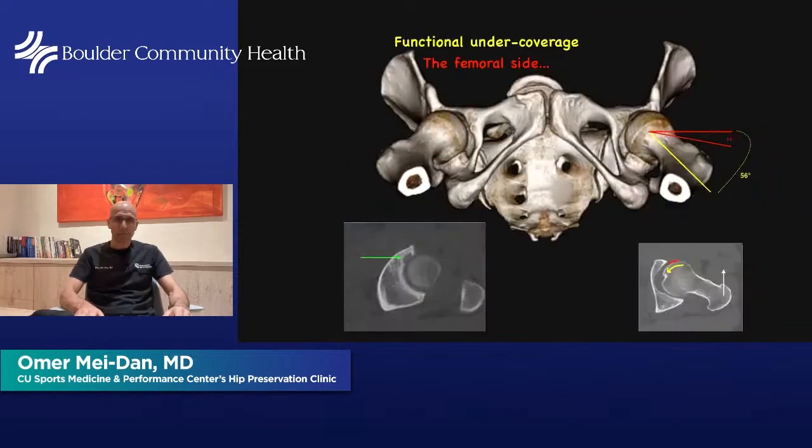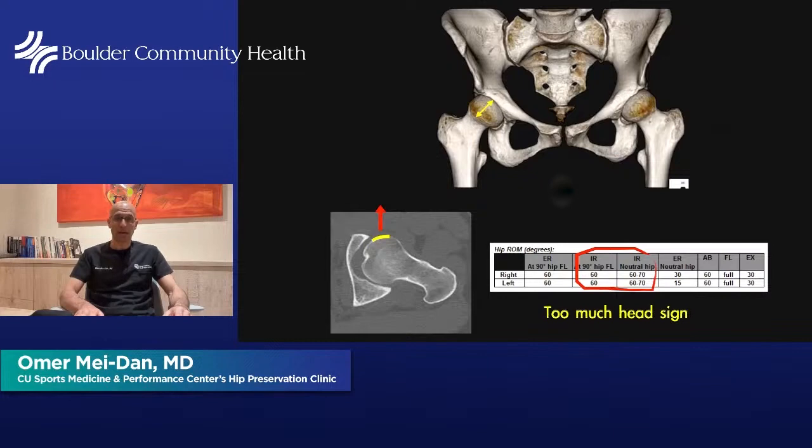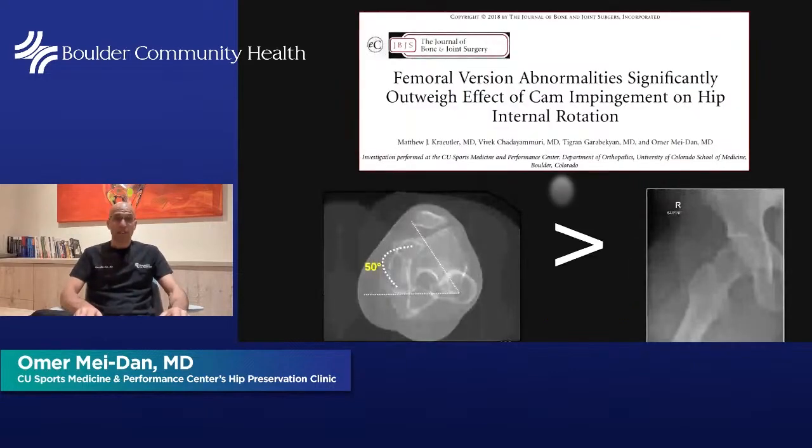We call it the too much head sign. If someone can move so much, if they have 60 degrees of range of motion, which is obviously abnormal, the normal is around 15 to 20, it means that the head can pop out of the front. And that would cause, obviously, labral tear, cartilage damage, and would end up as arthritis if we're not going to fix it. Now, if someone has such a significant femoral abnormality, even if they have a CAM lesion, like we said that we saw before and treated, it wouldn't even come into play.